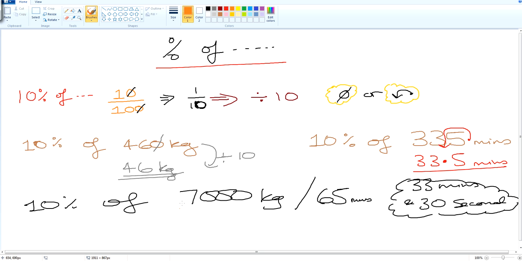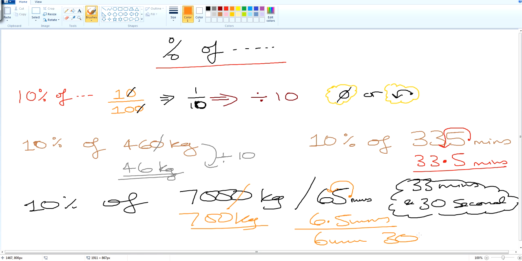Okay, so 10% of 7,000: divided by 10, that gives you 700 kilograms. 10% of 65 minutes: put the decimal point in at the end, move it back, and it'll give you 6.5 minutes. That's 6 minutes and 30 seconds. That's right, beautiful. 6 minutes and 30 seconds.